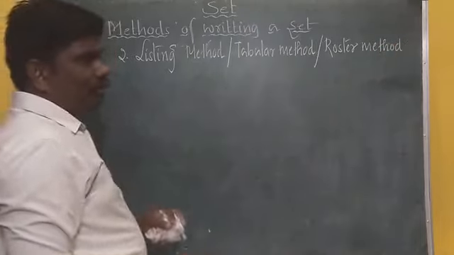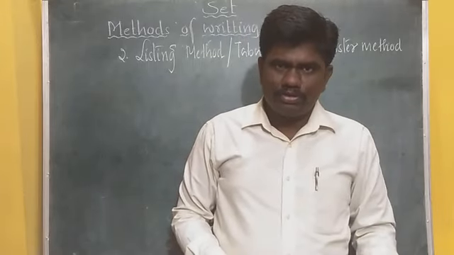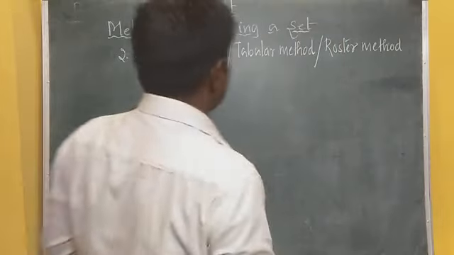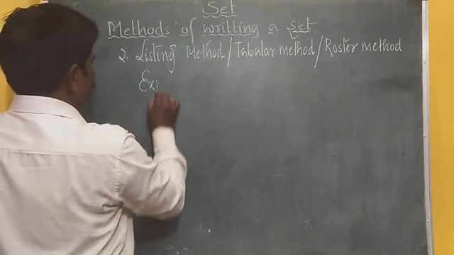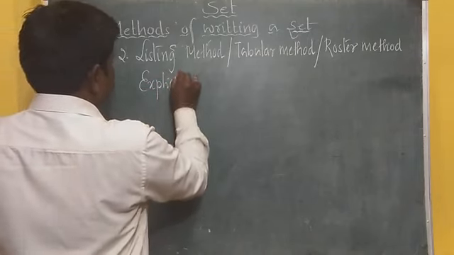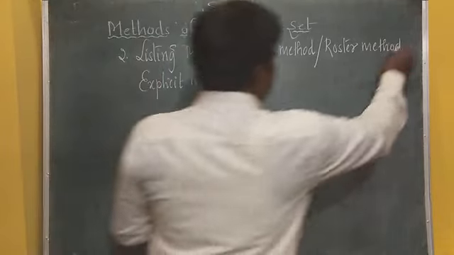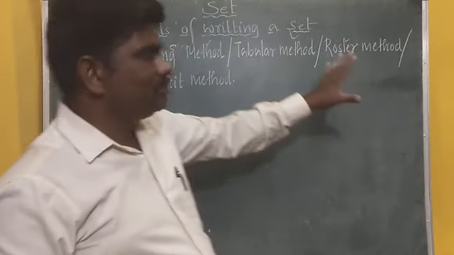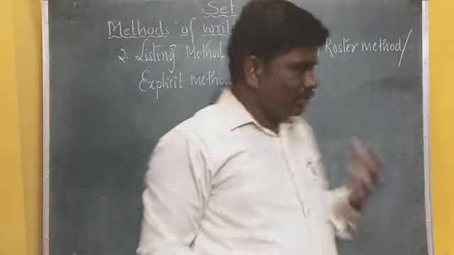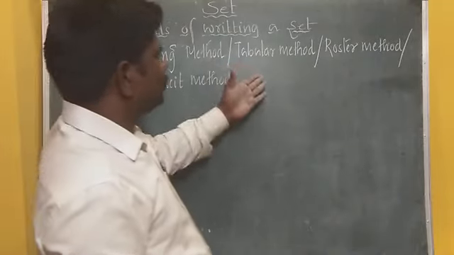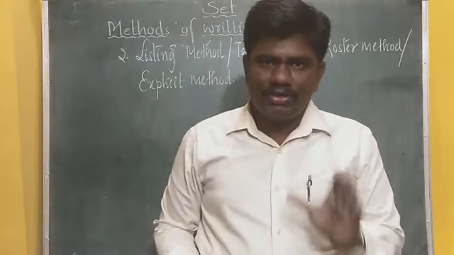If you are referring to any CET book, if you are solving problems based on CET, then in those books they will write it as the explicit method. So all these names refer to only one method. Don't get confused about these names. Whether they say listing method, tabular method, roster method or explicit method, all are one and the same.